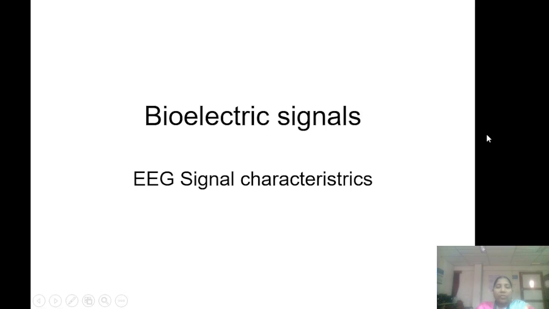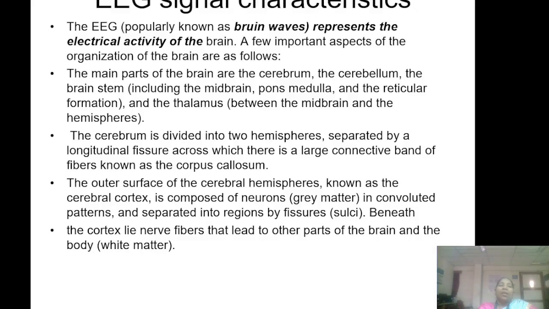So EEG is nothing but electroencephalogram. It is one kind of bioelectric signals. We call it brain waves, and it responds to electrical activity of the brain. The electrical activity of the brain can be studied by using this electroencephalogram.